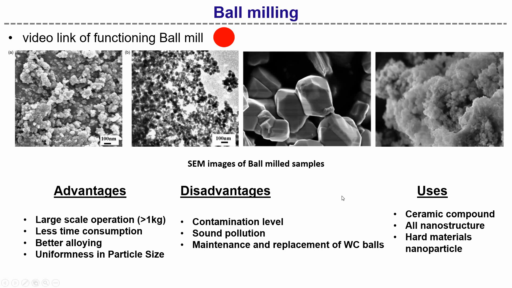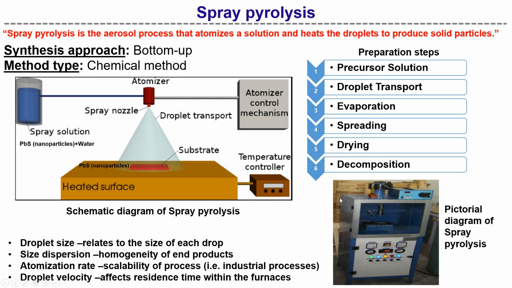Now we are switching to the next method, which is the spray pyrolysis method. The principle is that spray pyrolysis is an aerosol process that atomizes a solution and heats the droplets to produce solid particles. We are going to discuss how exactly we do this process, but let us first understand the spray and the pyrolysis. Spray: you have actually seen the working, the functioning of a spray.